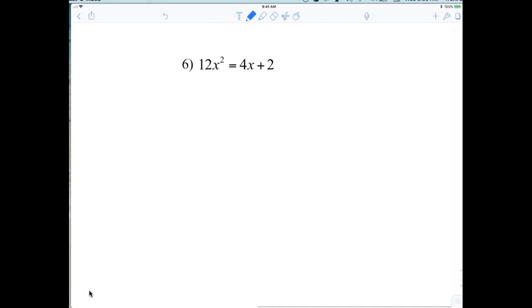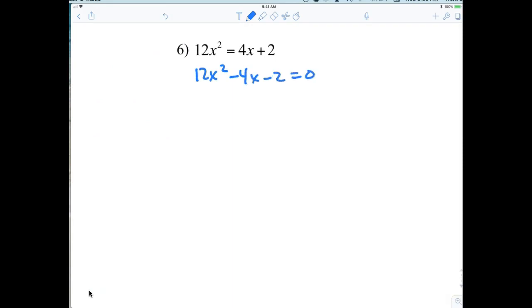All right. Now, number 6 is a nice little problem. So make yourself a note. All right, 12x squared minus 4x minus 2 equals 0. Now, what can I do to make the problem easier? Just factor. Divide by 2. Yep, divide by 2. So we'd have 6x squared minus 2x minus 1 equals 0. All right, if you do that, that'll save you a bunch of time.